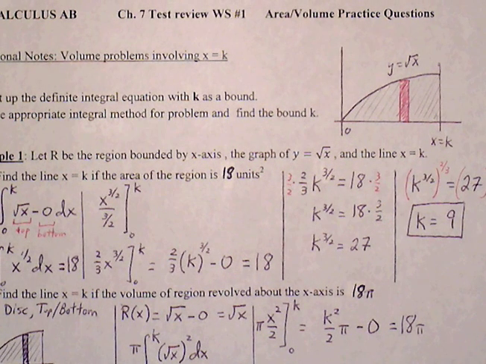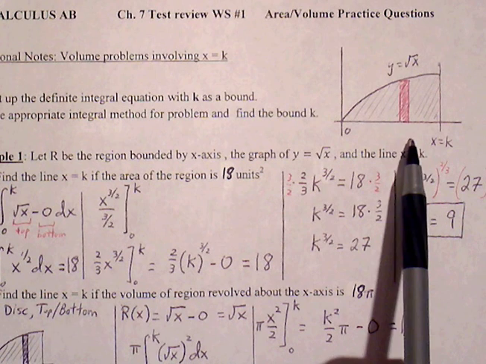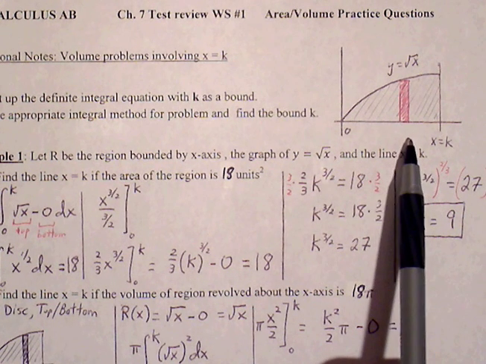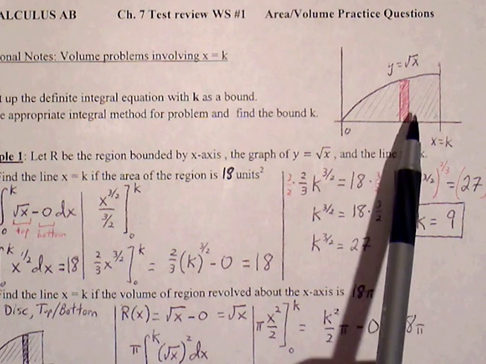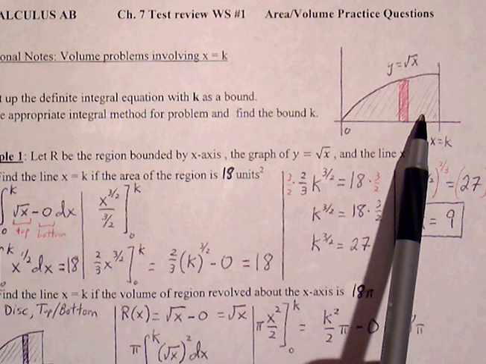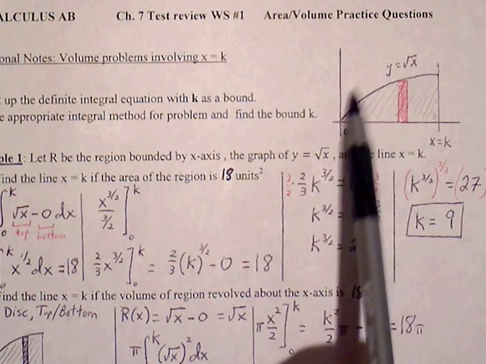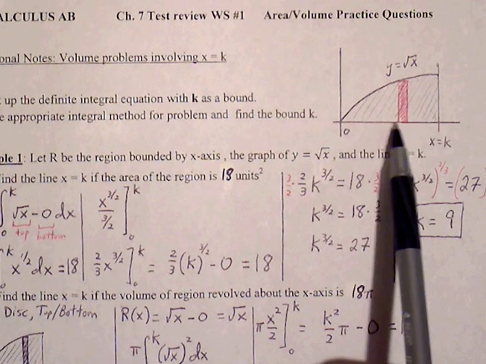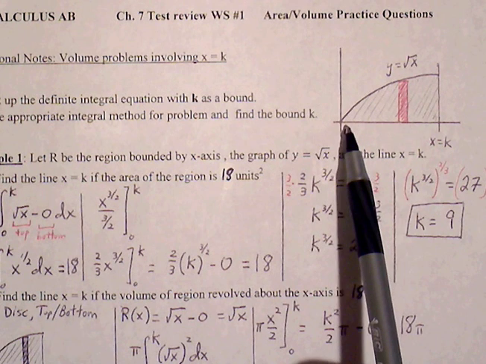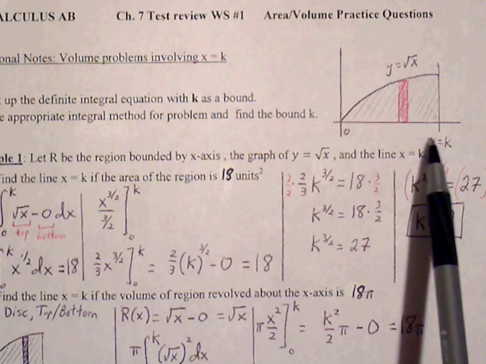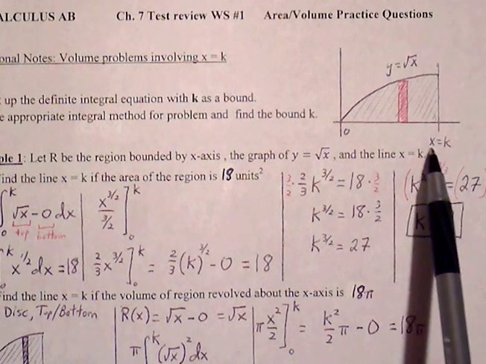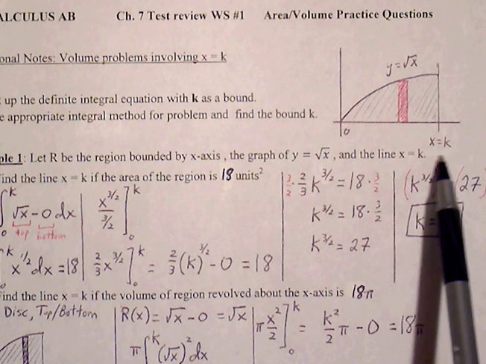And the way we do that, we're going to set up everything like we did before with area problems. But now the area will be given to us. So now it's asking, given that this is a specific area of a certain value, going through the integral process, can you find out the bound, this right bound, x equals k?